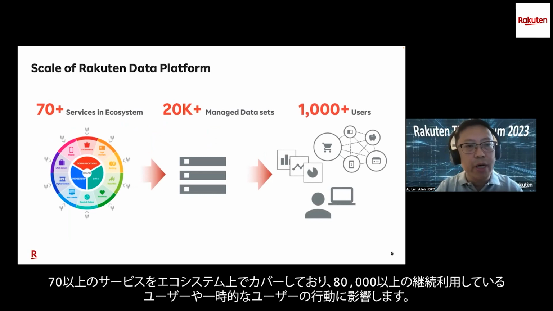So we cover more than 70 services in the ecosystem, and the entire data set is more than 30,000. Our direct users here are 1,000 users, but of course, there are maybe more indirect users among all these external users who will be impacted.